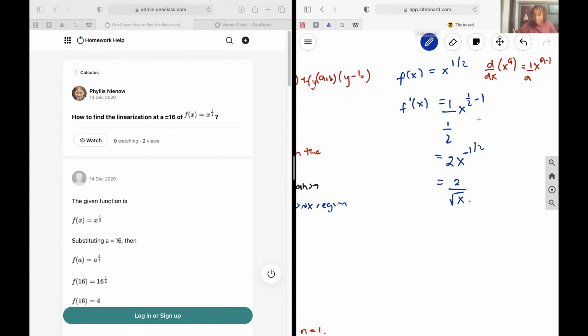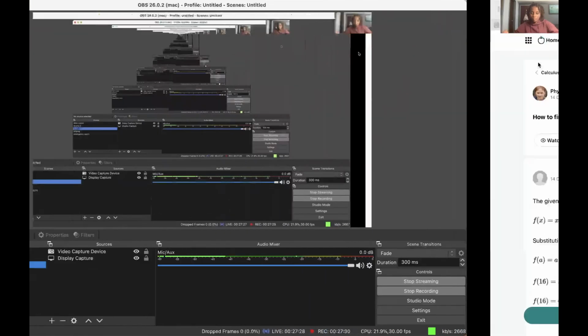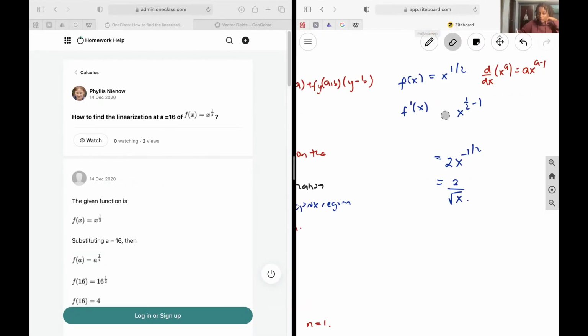Sorry, this is supposed to be a. My apologies. a x to the power of a minus 1. Okay, and so let's just run through that again. This will become 1 over 2 x to the power of 1 over 2 minus 1, which is 1 over 2 root x. Okay, and then our function evaluated at a would be root a.